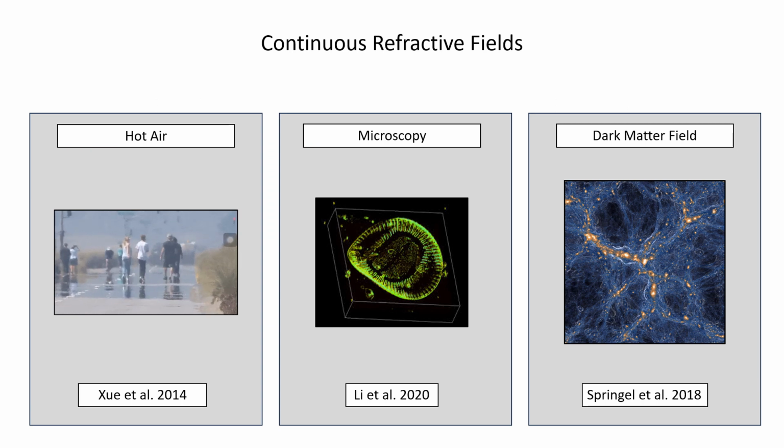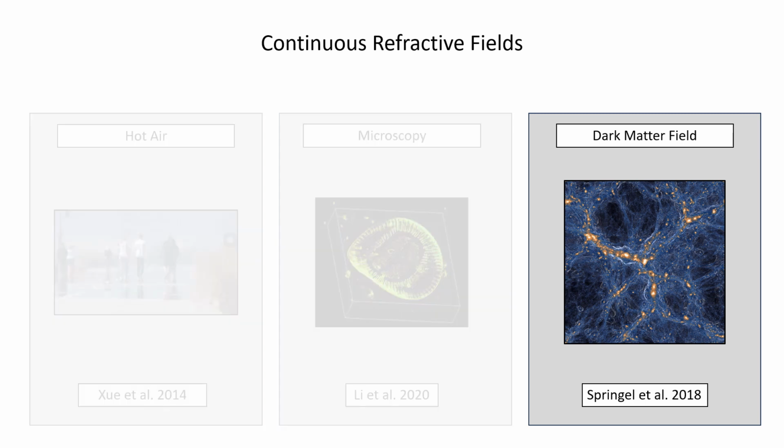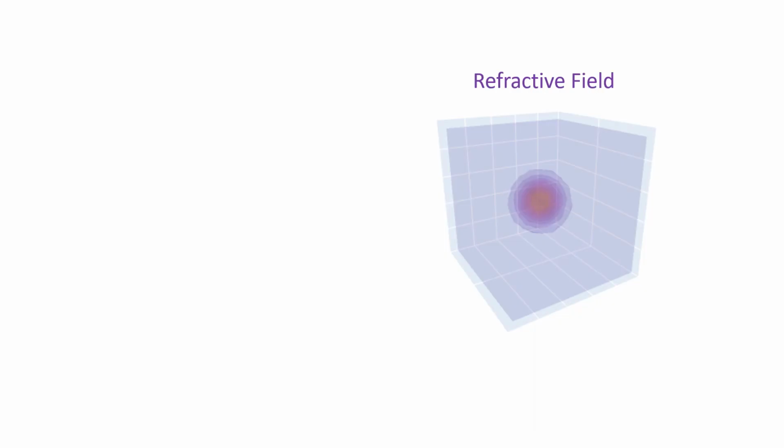Continuous refractive fields appear in many places, including imaging hot gases and microscopy. We are motivated by weak gravitational lensing, in which massive clumps of dark matter bend the light that reaches us from faraway galaxies. Recent advances in imaging technology have made it possible to use these galaxies as a probe to measure the distribution of dark matter in the universe. We aim to reconstruct an accurate 3D map of its refractive field, which would provide a window into understanding the invisible cosmic web, which contains 85% of the universe's matter.